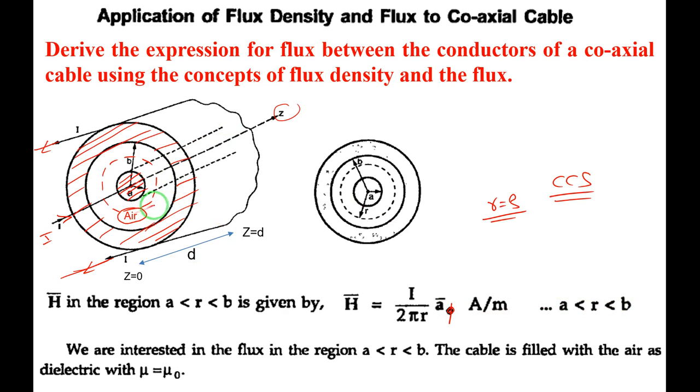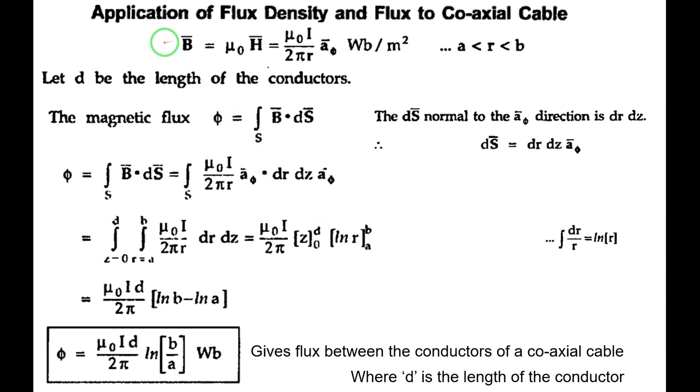Then we want to find out the flux between the inner conductor and the outer conductor. We want to find out what is the flux here, right? Okay, we'll proceed. We know H already. So we know the flux density, the magnetic flux density B.